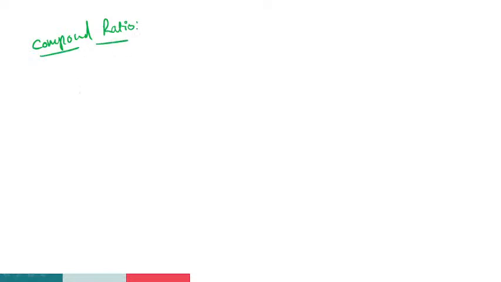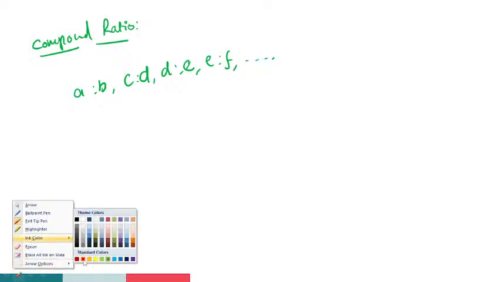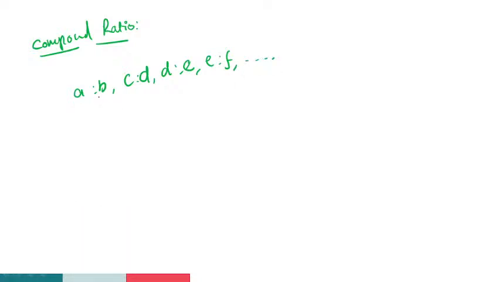Compound ratio. For example, A is to B, C is to D, D is to E, and E is to F, and so on. Find out the compound ratio. A is to B can be written as A by B, right? Already we said ratio means A is to B or A by B, same. So A by B into C by D into D by E into E by F, and so on.